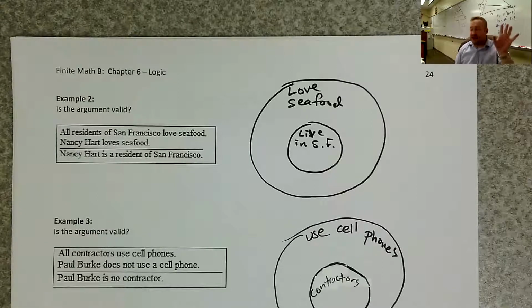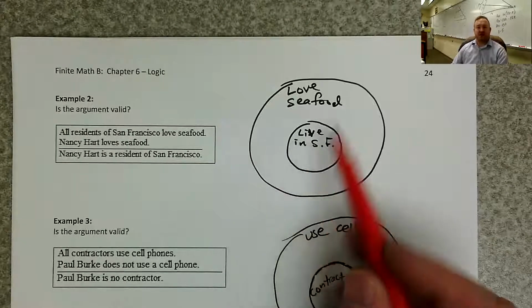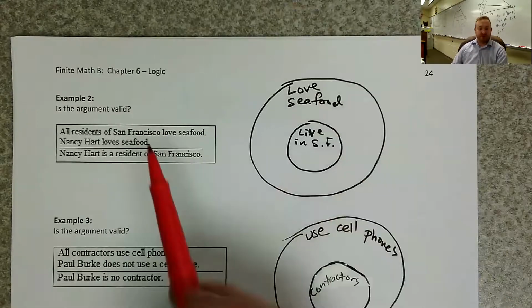But remember, that's not what we're worried about. We're not worried about whether the premise is true or false. We're worried about whether the argument is valid or not. So we're going to accept the premise. Everyone who lives in San Francisco loves seafood.